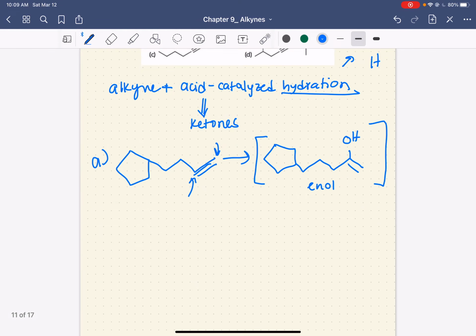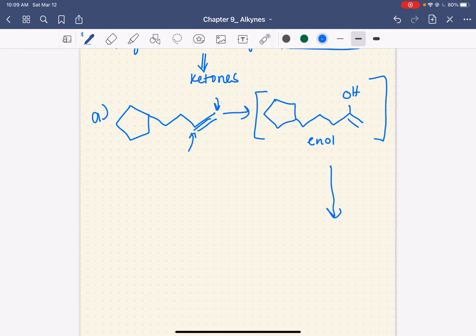Because it quickly converts into our final product, which is a ketone. This is our final product. When we take this triple bond, this terminal alkyne, and treat it with acid-catalyzed hydration reagents, we get a ketone.